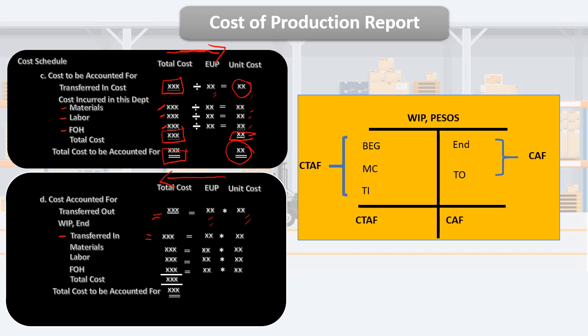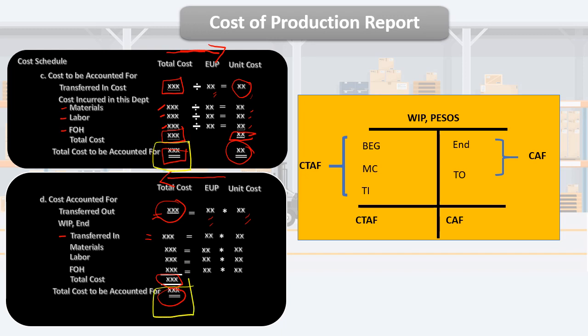So dito, dapat po yung transferred out account natin, tsaka yung ating total cost, pag tinotal mo yan, dapat ang lalabas doon ay total cost to be accounted for. So yung total cost to be accounted for, dapat magbabalance yan dun sa iyong taas, which is the cost to be accounted for. So dapat balance ito, tsaka yung balance ito.